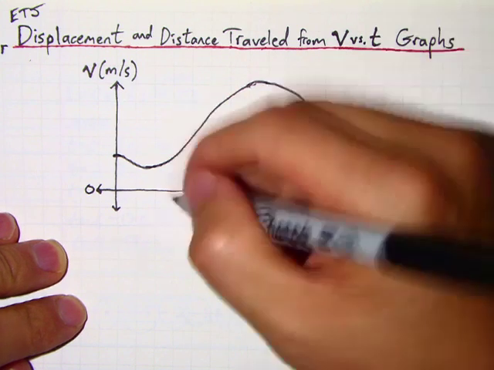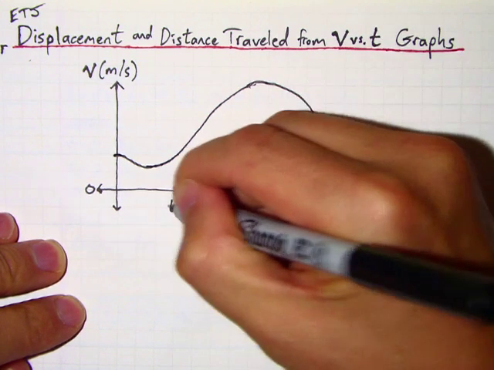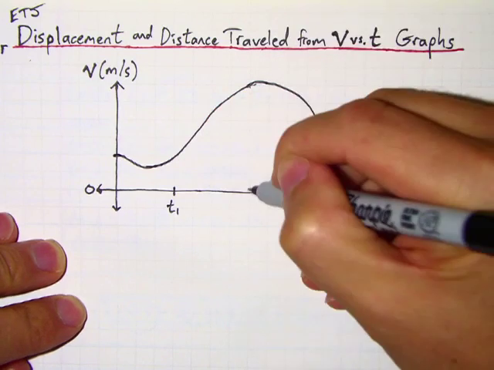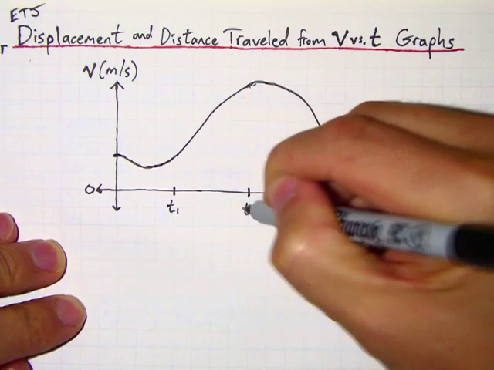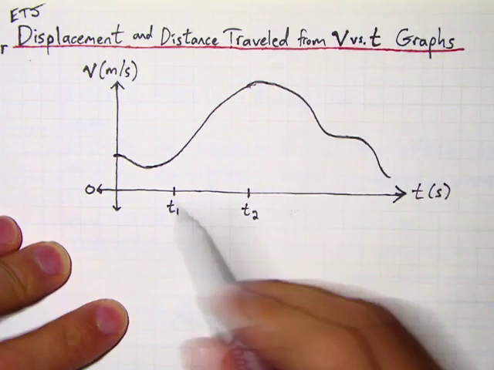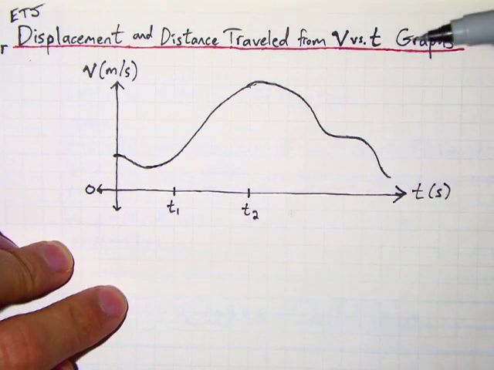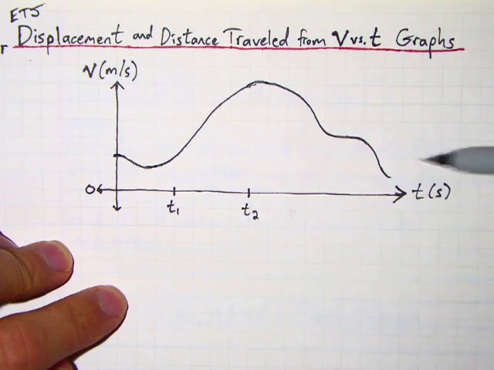I would like to know from this moment, which I'll call T1, to say this moment, T2, between these two times, how far did this object go? What was its change in position? Can we figure that out just from looking at the velocity versus time curve?